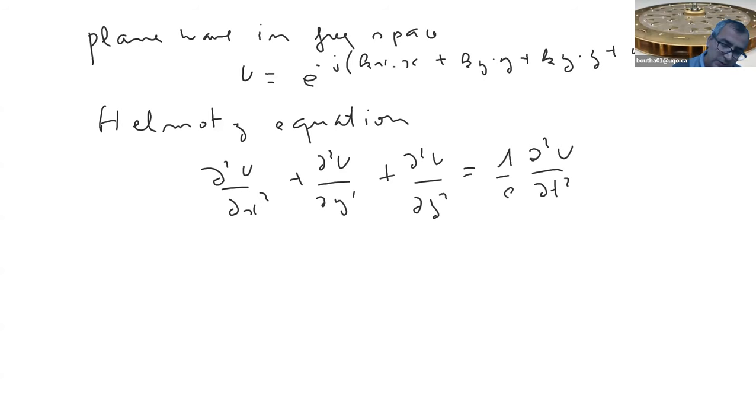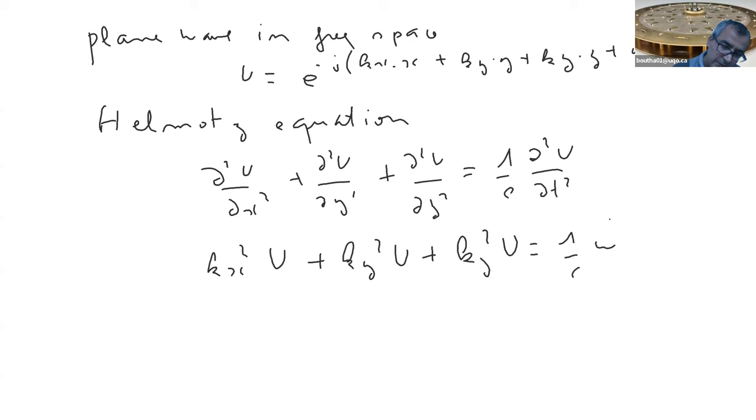So if we use this equation for U, when you do the second derivative here, you're going to have kx square u, because it's exponential, so u will stay. And the other one would be ky square u plus kz square u equal 1 over c omega square u. Which means kx square plus ky square plus kz square equal omega square over c square. That's what we call the dispersion equation.